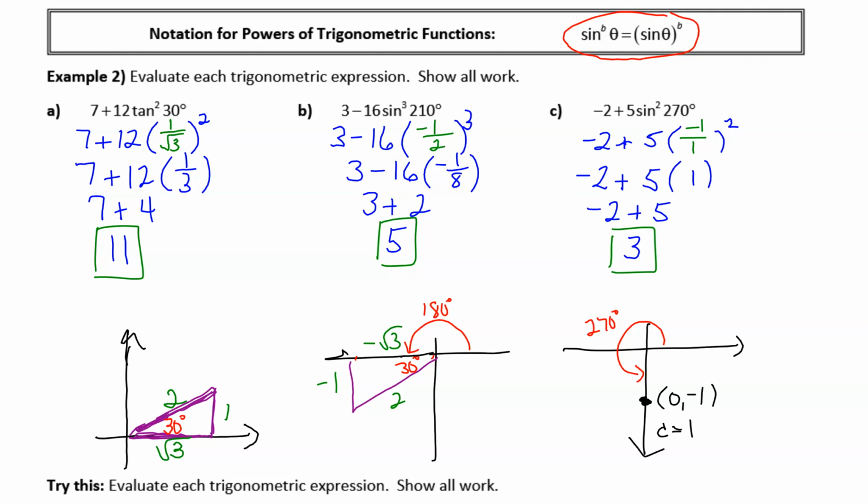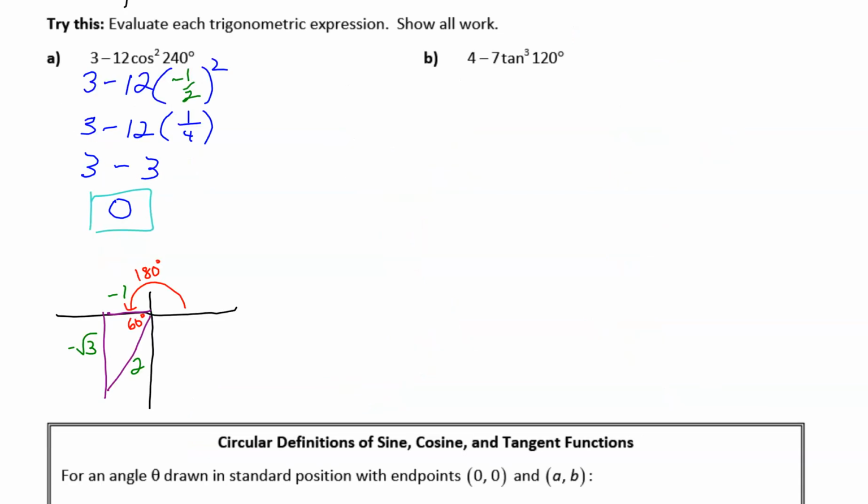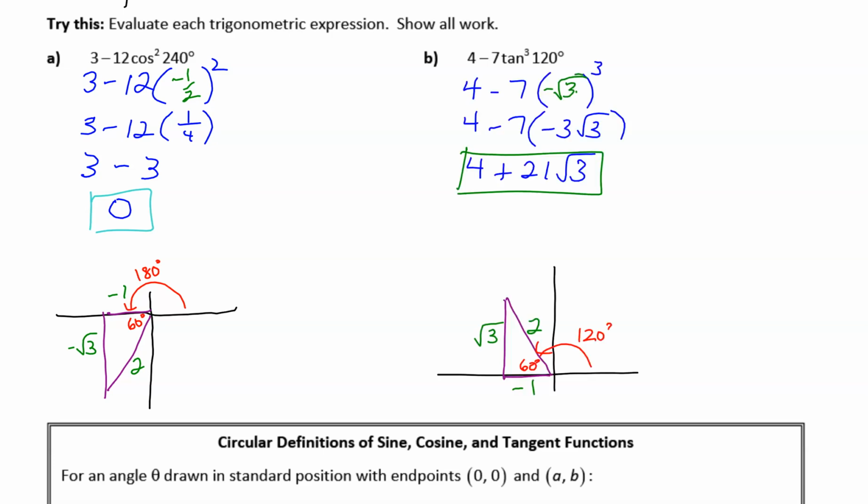Try the first example below on your own. The value of this expression is 0. Remember that a 240-degree angle is 180 plus 60, so that gives us a 60-degree reference angle in the third quadrant. Try B now. Here's the value of this expression. If you were wondering how to cube a radical, remember that cubing is just multiplying the same factor 3 times. Multiply the first two together by the third factor, which gives you the value of negative square root of 3 cubed.